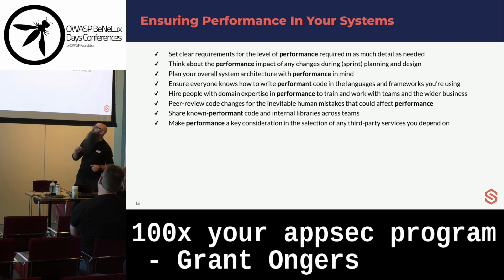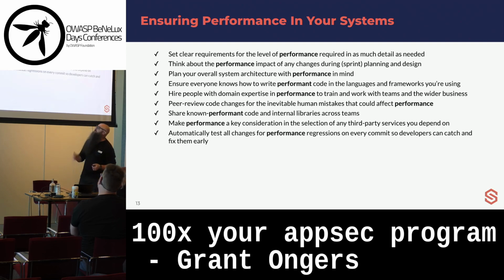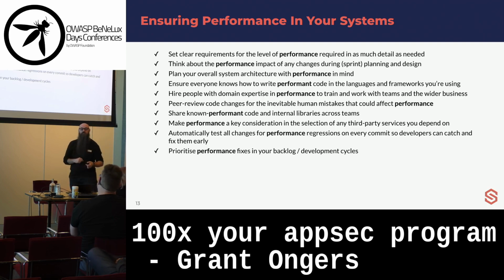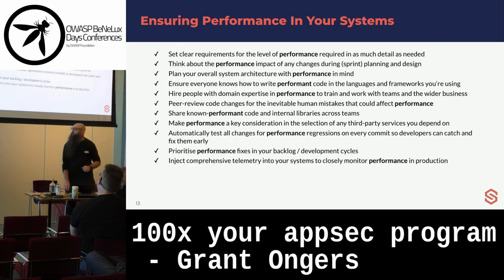We're going to make performance a key consideration in the selection of any third-party services. We're not going to use slow services because they're going to slow us down. We're going to automatically test changes for any performance reductions, any regression for performance, so we can fix them early. We don't want that non-performant code getting out there. We're going to prioritize performance fixes in our backlog. When we find fixes that will improve the performance, those things are going to get pushed forward. They're going to be the important ones.